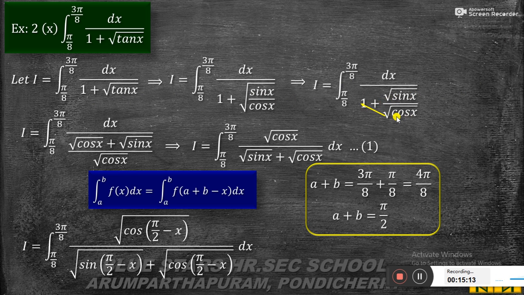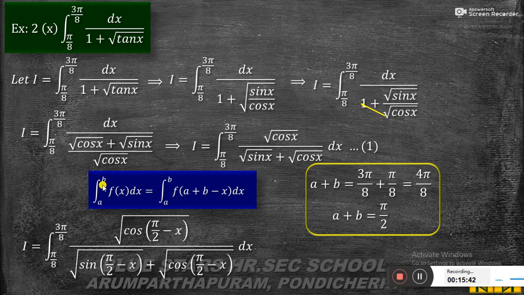In the next step I cross multiply the root cos x with the 1, so you write root cos x plus root sin x by root cos x. So the integral pi by 8 to 3 pi by 8 dx by root cos x plus root sin x by root cos x, which implies I equal to integral pi by 8 to 3 pi by 8, taking the reciprocal, root cos x by root sin x plus root cos x into dx.